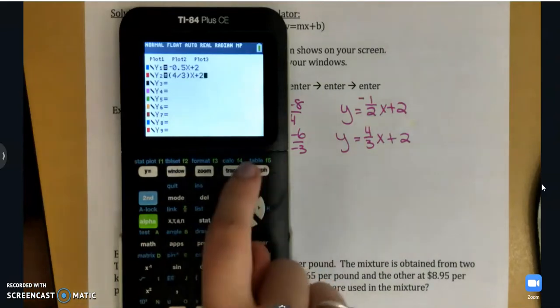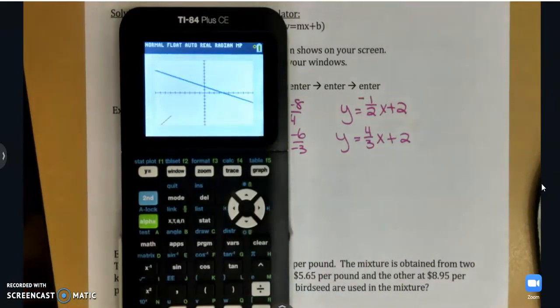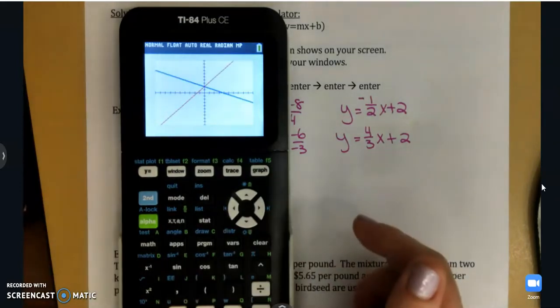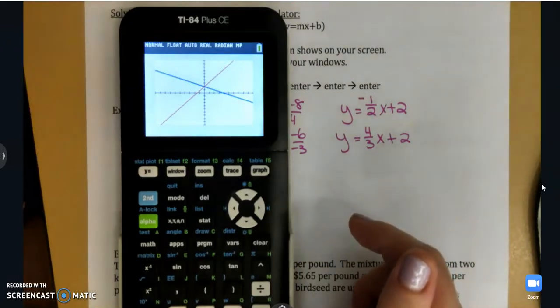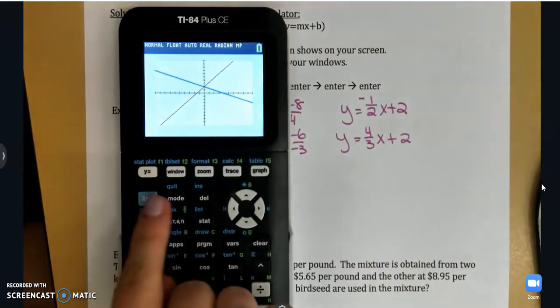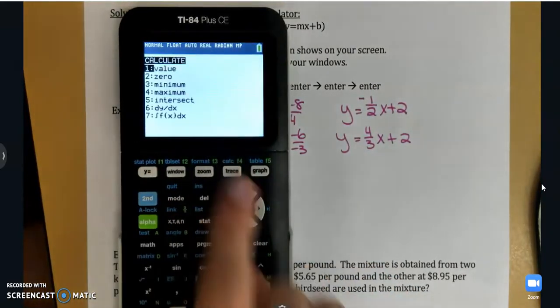So along that top row, that graph button is going to plot them for me. And I can see that they intersect at one point on the graph. So I'm going to have one solution here. And I could try to eyeball it myself, or I can tell the calculator to figure out this intersection point for me. So second calc, I'm going to go to that intersect.